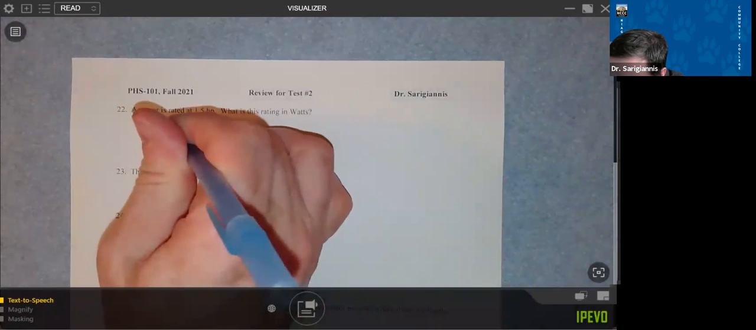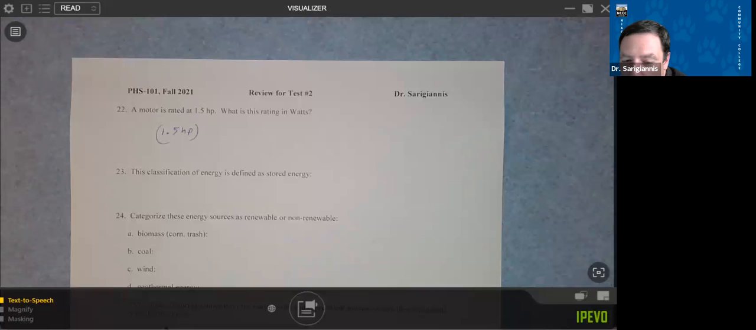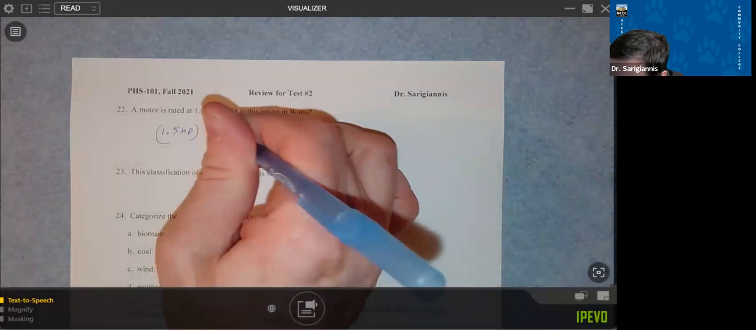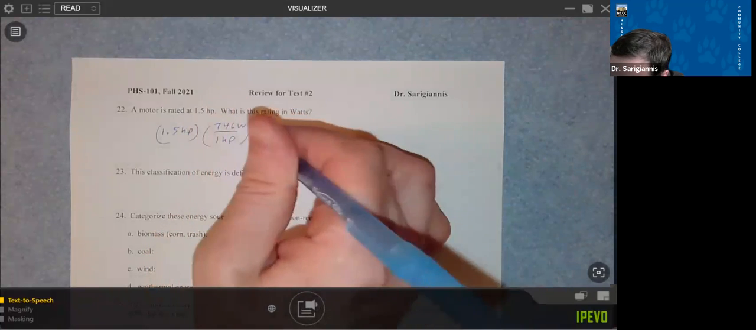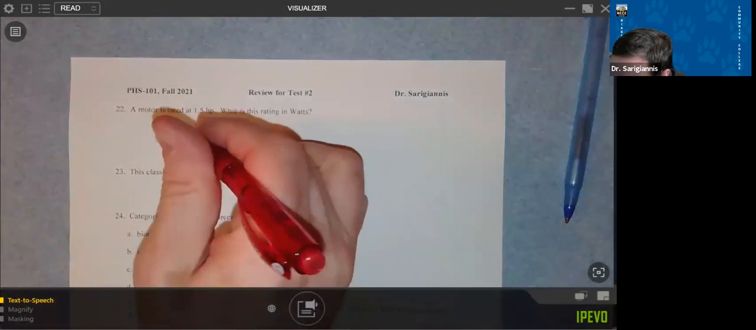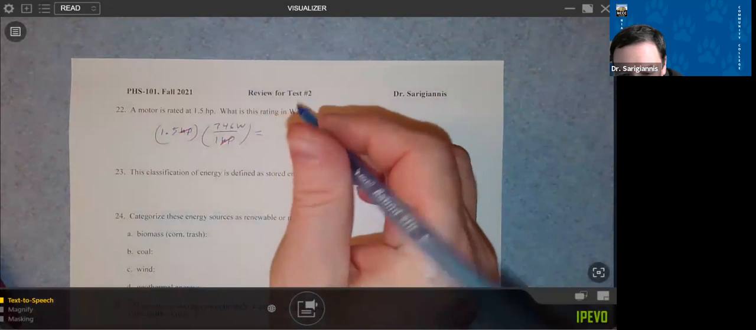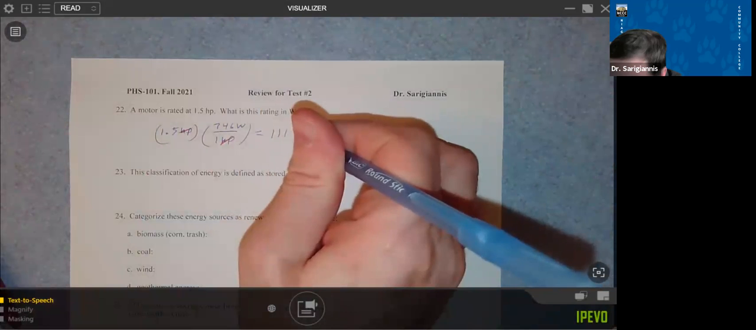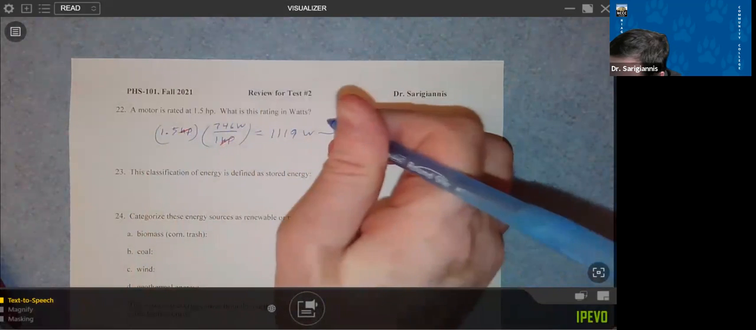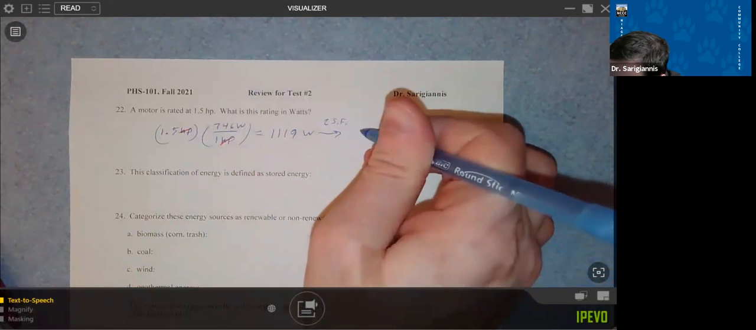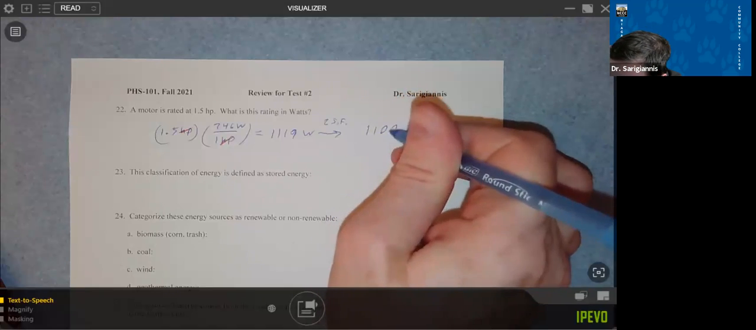So 1.5 horsepower. We want watts. So we've got the 746 watts per 1 horsepower. Our horsepower cancels, and we're left with 1,119 watts. We've got 2 sig figs. So our power is 1,100 watts.